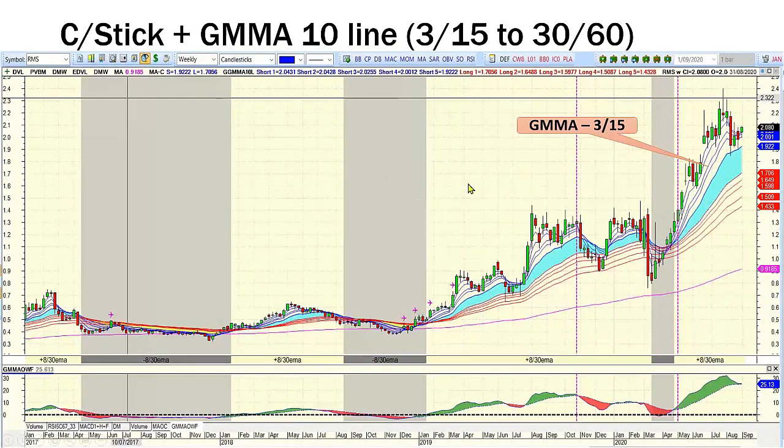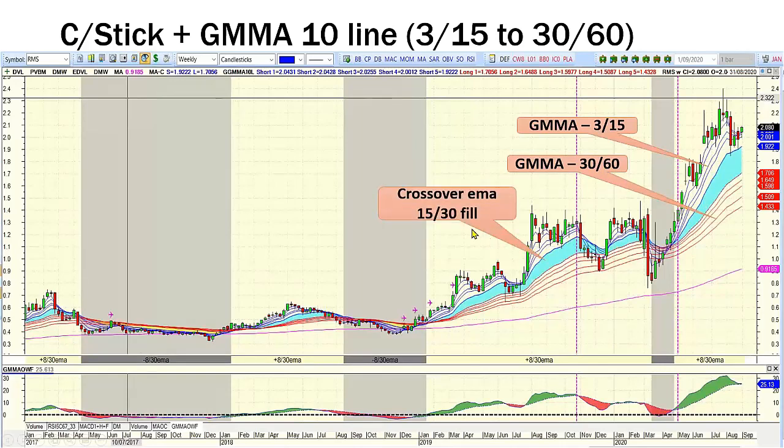Same chart as the previous one, but what I've simply done is fill this area in between the blue and the red. So here we have once again the 3 to 15, the 30 to 60 Guppy multiple moving averages, and I simply filled it in from 15 to 30. What I was trying to show was, you know, this area here, well, we know it's in a downtrend, but if I could sort of see the distance between here and here, that was a positive to me.